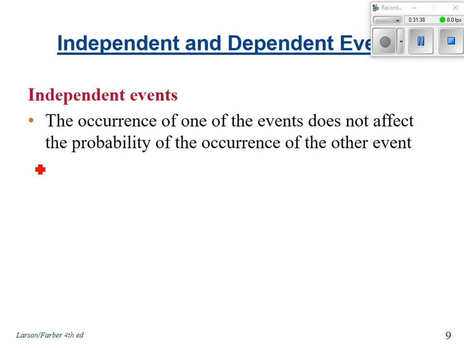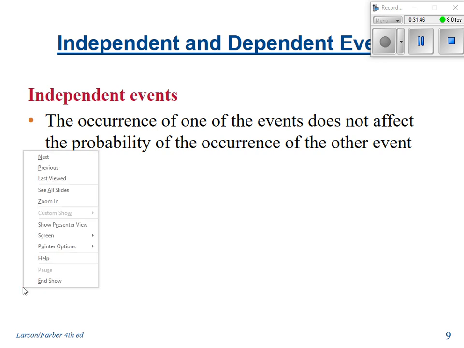Independent events. The occurrence of one event does not affect the probability of the occurrence of the other event.